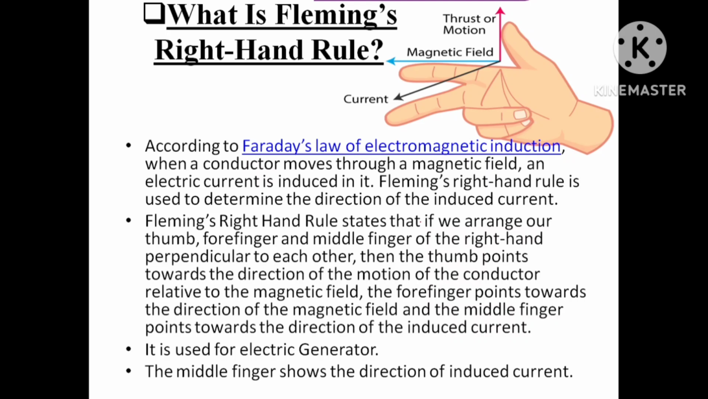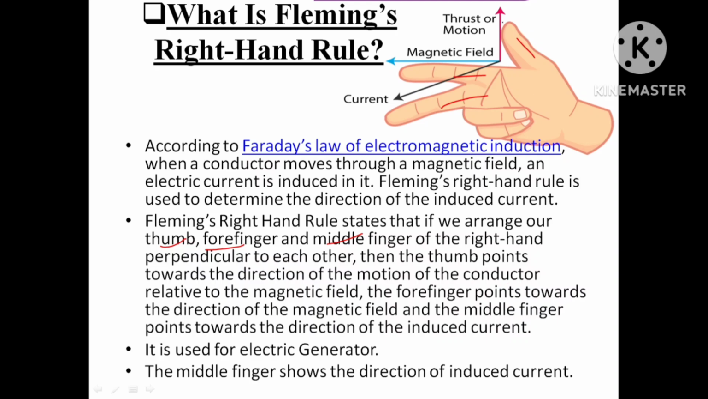Fleming's right hand rule states that if we arrange our thumb, forefinger and middle finger perpendicular to each other, as shown in this diagram, in our right hand, then the thumb points in the direction of the motion of the conductor.